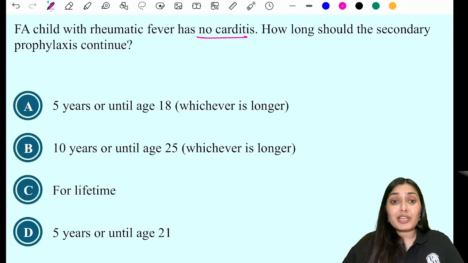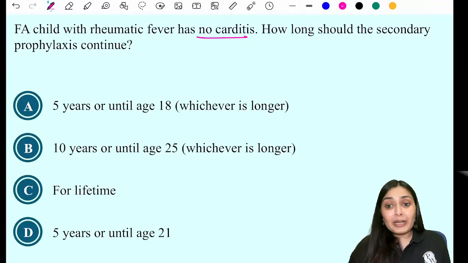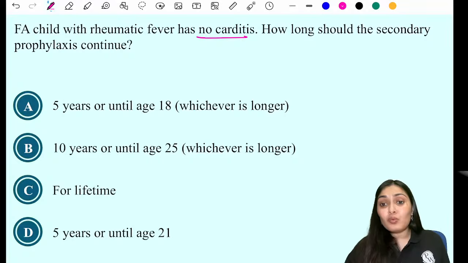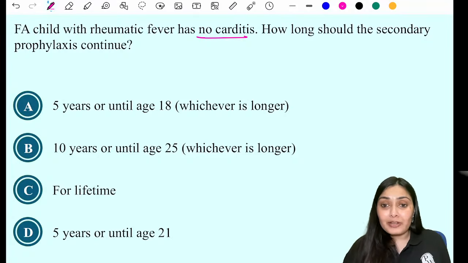So what do you think is the correct answer over here? Rheumatic fever, no carditis, secondary prophylaxis. So firstly, let's understand why we need the secondary prophylaxis. I know the child with rheumatic fever has inflammation all over the body, especially carditis. And this carditis can in future lead to mitral valve issues, leading to rheumatic heart disease. So to prevent that from happening, I give the secondary prophylaxis, right?